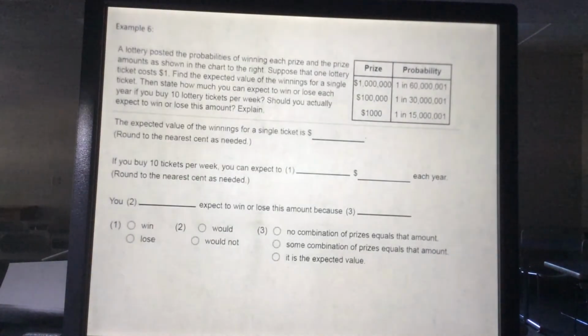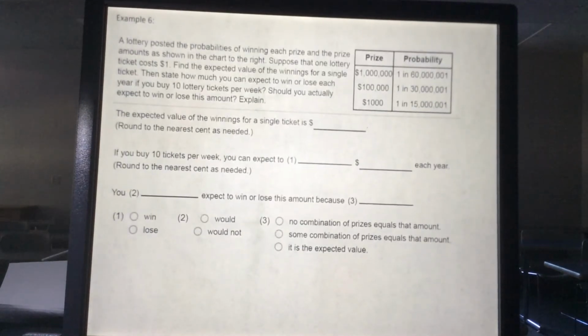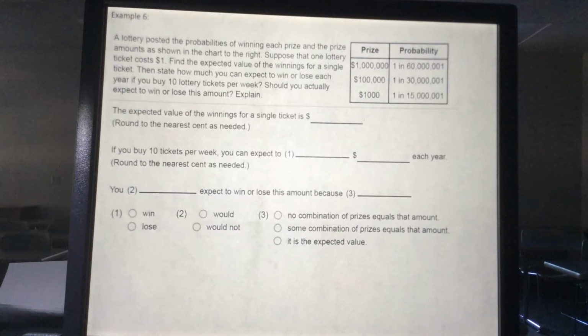Here's the last example of expected value dealing with the lottery. A lottery posted the probabilities of winning each prize and the prize amounts as shown in the chart to the right. Suppose that one lottery ticket costs $1. Find the expected value of the winnings for a single ticket. Then state how much you can expect to win or lose each year if you buy 10 lottery tickets per week. And should you actually expect to win or lose this amount?